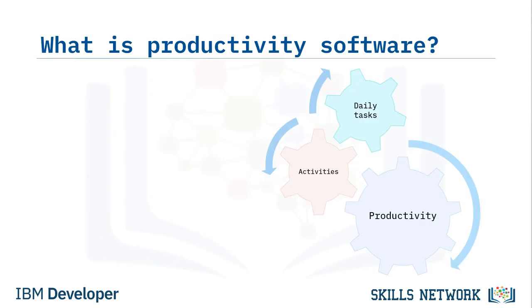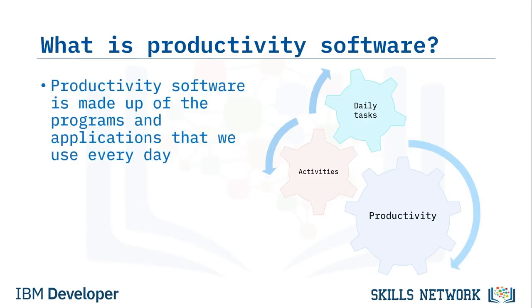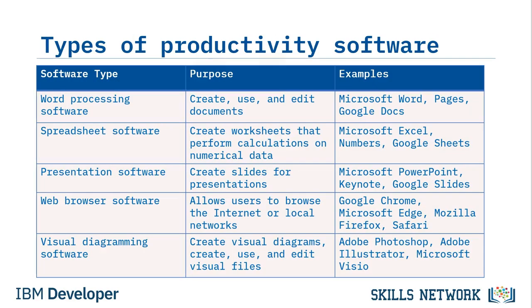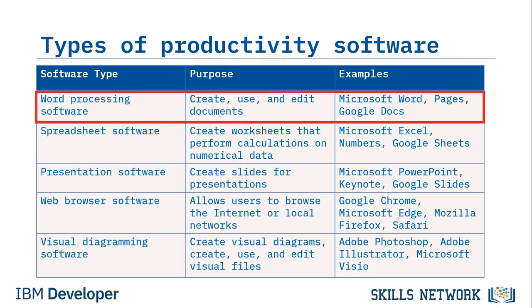What is productivity software? Productivity software is made up of the programs and applications that we use every day. This software can help manage activities and complete daily tasks. There are many types of productivity software, and here's a list of a few of them. Word processing software is employed to create, use, and edit documents. Some common examples are Microsoft Word, Pages on the Mac OS, and Google Docs.